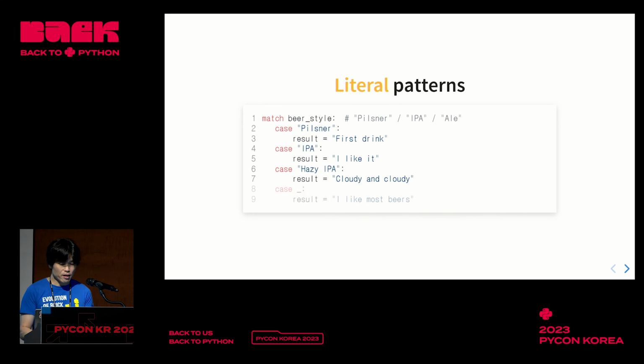First, literal patterns. Literal patterns are the simplest patterns. If the value of beer style is Pilsner, then the third line will be executed. Then the result is first drink. If the value of beer style is ale, it will not match any pattern. In this case, it will match underscore. Underscore is the wildcard pattern. Then the result is I like most beers.